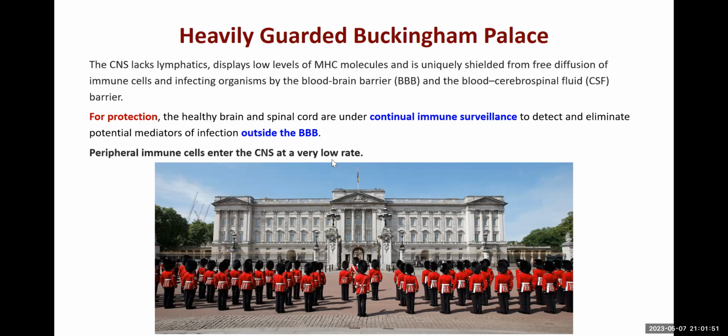So peripheral immune cells enter the CNS at a very low rate. And as I said, the brain has microglial cells and astrocytes, and they serve a protective role in the brain. All right.